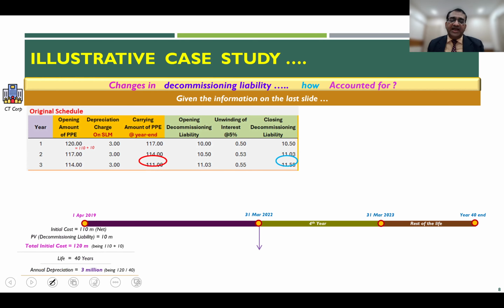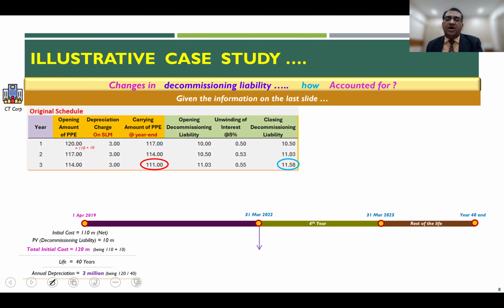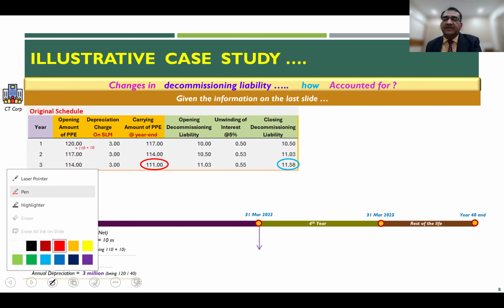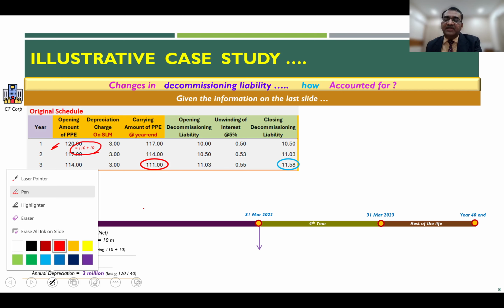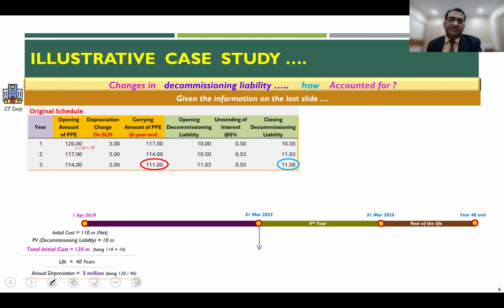So we know in this case, initial recognition was at 120 million. What is 120 million? It is 110 plus 10. This 120 million was the initial capitalization of the PP&E. SLM method, 40 years. So 120 divided by 40 will give you annual depreciation of 3 million. So in the first 3 years, on 120, you will record a depreciation of 3 million each year.